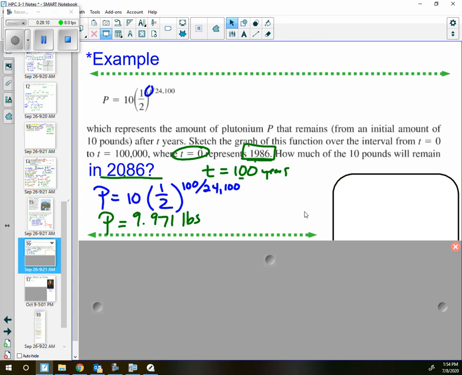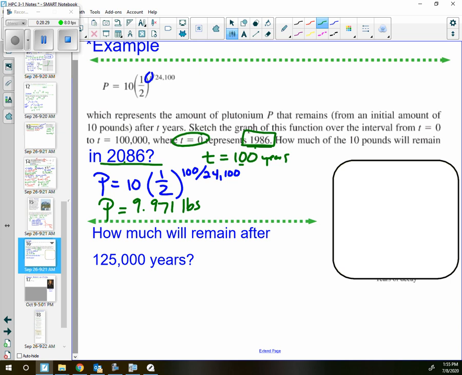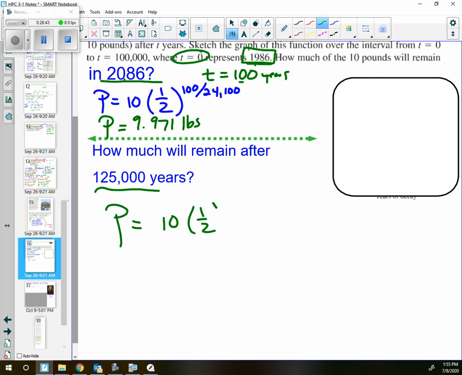So you can see what a huge and devastating impact this had on the community, because it's still going to be there. They're not going to be able to inhabit this location for many, many years because of the slow decay of plutonium. So let's say 125,000 years. How much would be left then? Instead of asking how much after only 100, let's think super optimistically, 125,000. Not that any of us would be around to see that, but go ahead and type that one in. See how different your answer is and how you're feeling about 125,000 years later.